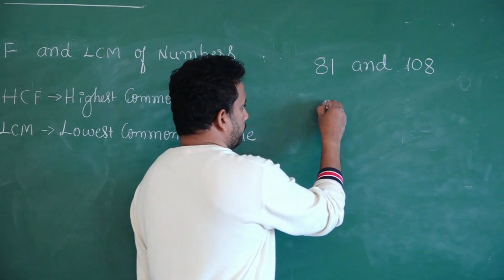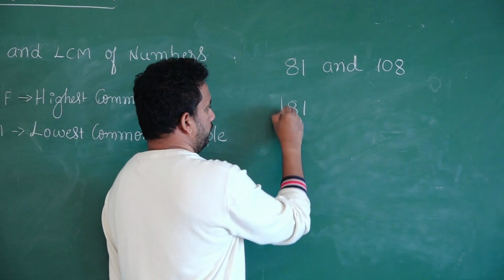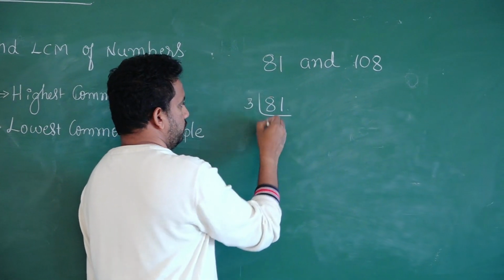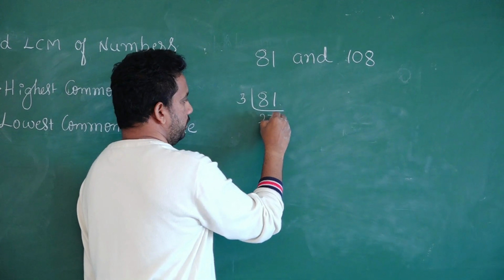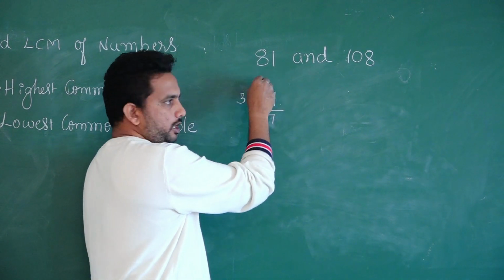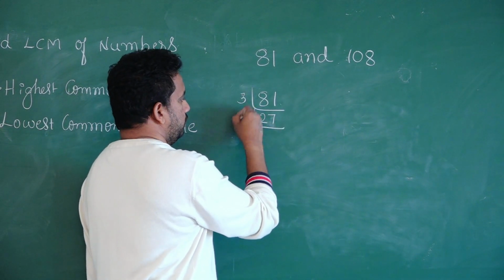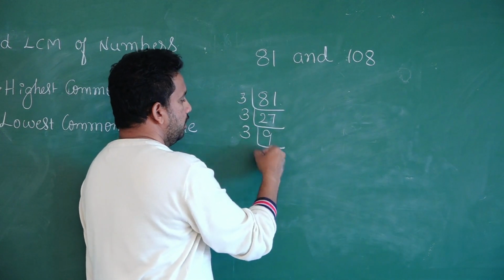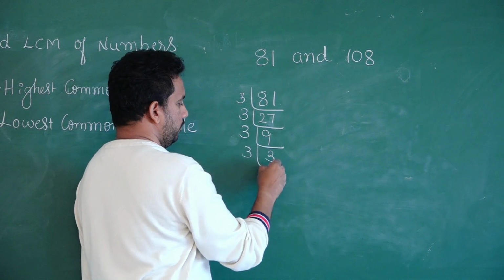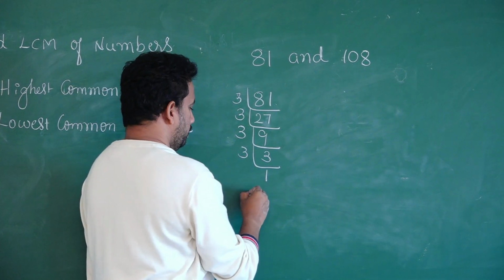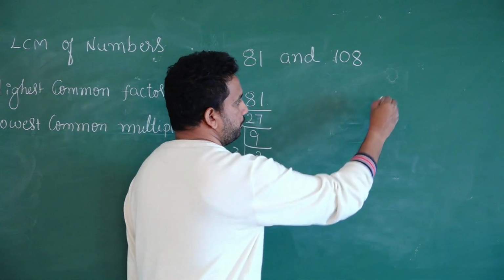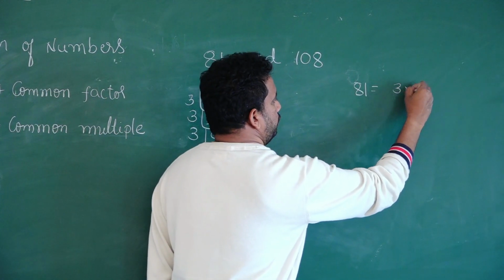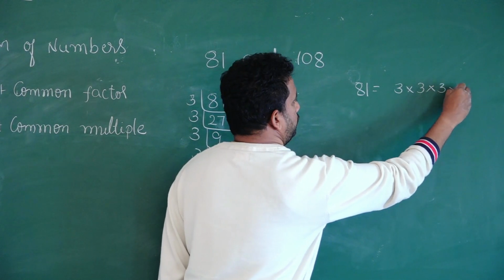So first find the prime factors of 81. We know that 81 is divisible by 3. 3 times 27 is 81, 3 times 9 is 27, 3 times 3 is 9, and 3 times 1 is 3. Therefore 81 we can express as 3 to the power of 4, that is 3 into 3 into 3 into 3.